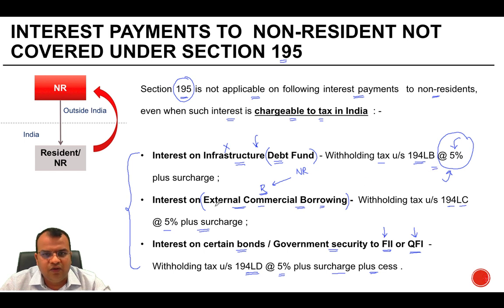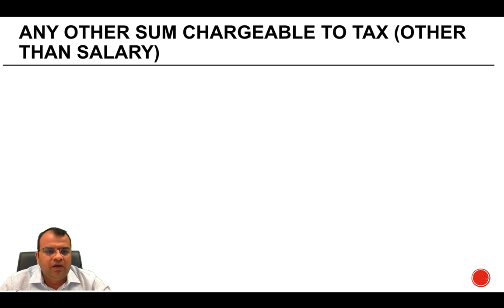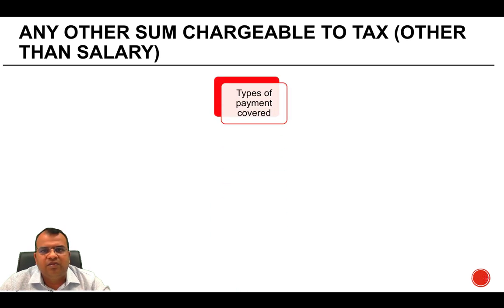Okay? If there is a loan which is not in the nature of external commercial borrowings, so suppose a non-resident invests into an Indian company through compulsorily convertible debentures and the Indian company pays interest on such debentures to the non-resident, right? They will not be something which is covered under this particular section, and therefore section 195 may be applicable, right? Now, when we talk about any other sum chargeable to tax other than salary, like I said, salary is covered under section 192.